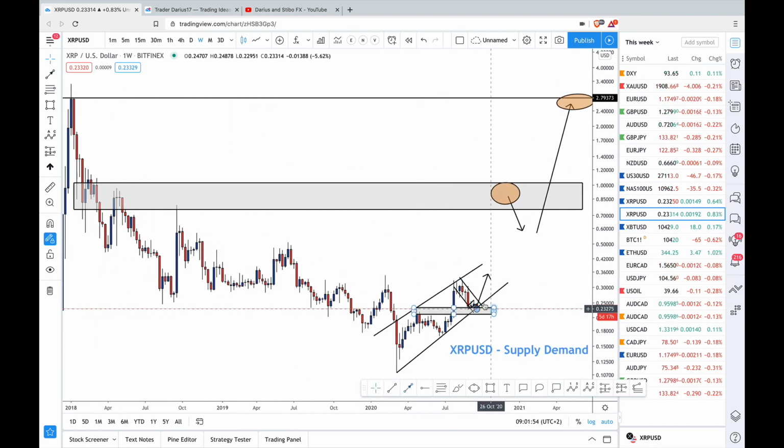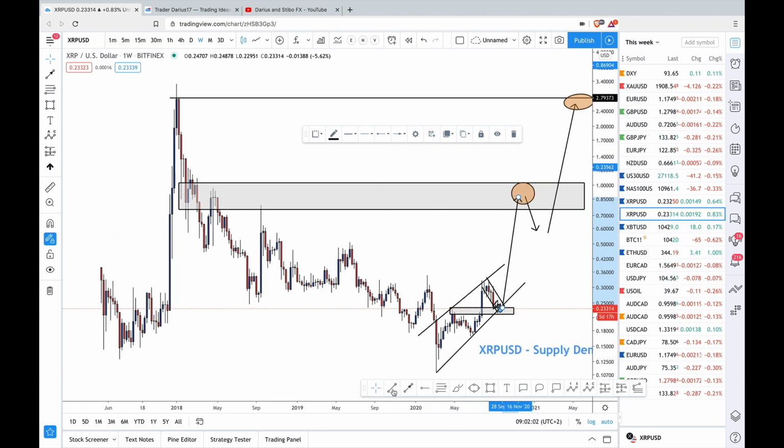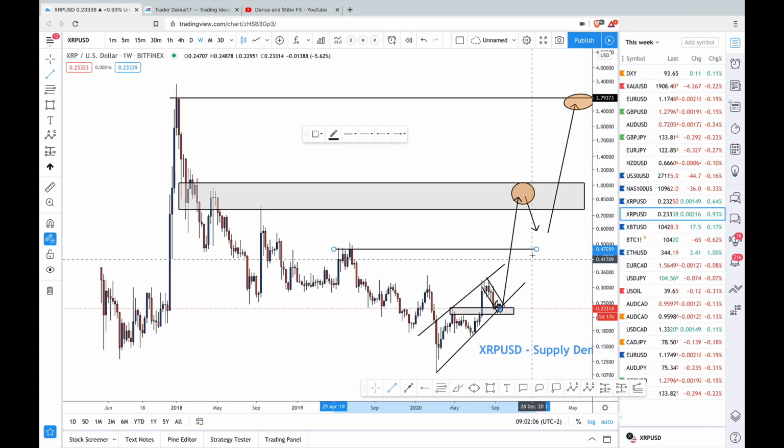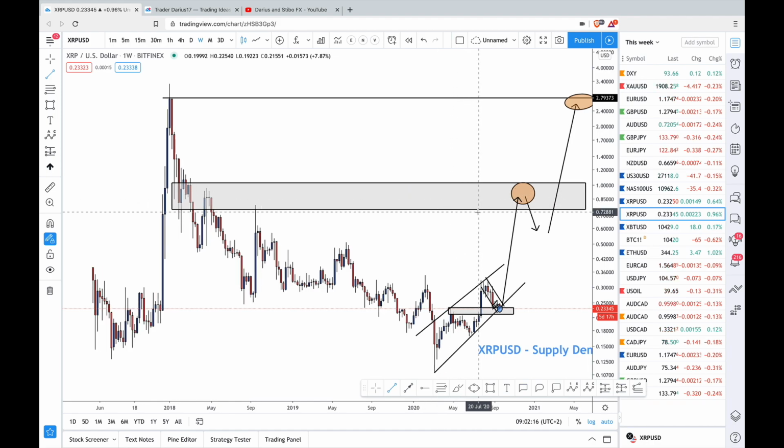So I expect that Ripple is going to get an impulsive move from here till $1, okay, in this range. So the first movement will achieve this level over here at 50 cents, and then I expect maybe a little of a retracement, and then boom, smashing into this block over here.